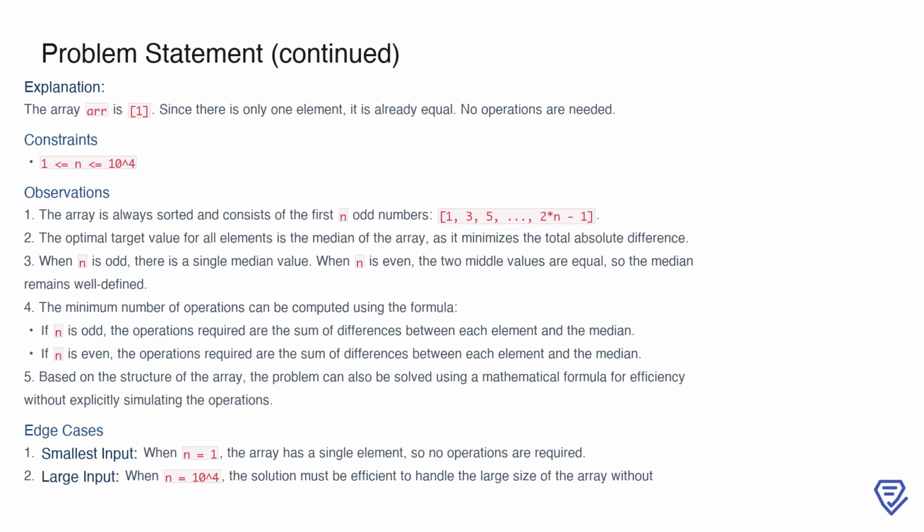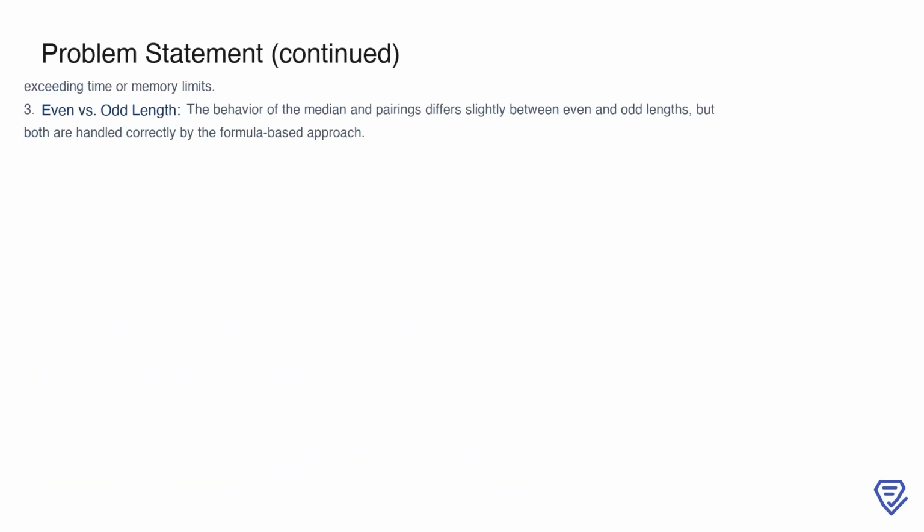If we look at the case where n equals 1, the array consists of a single element, 1. Since there is only one element in the array, it is already equal, and no operations are needed. Therefore, the output in this case is 0. This demonstrates that when the array has a length of 1, the result is always 0, as no changes are necessary. There are several important observations about this problem.